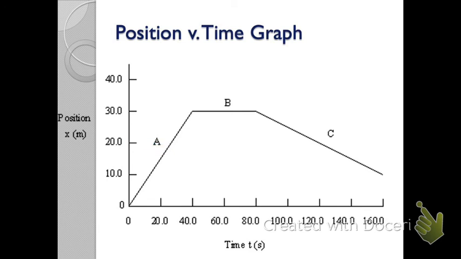For section A on this graph, am I moving forward or backward? Forward. And B, I'm doing what? Standing still. And C, I'm moving backwards. Am I moving backwards quicker than A or slower than A? Slower. Good. Do we feel pretty comfortable with analyzing that position versus time graph? Okay, very good. I'm going to stop right there for today.